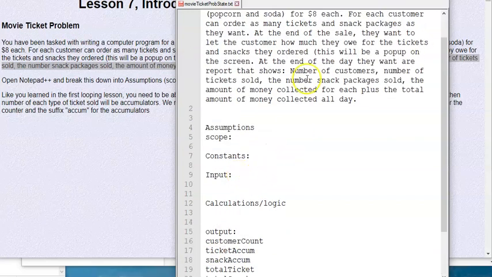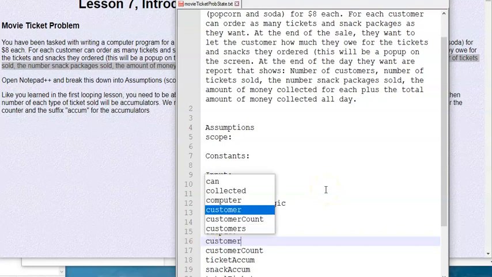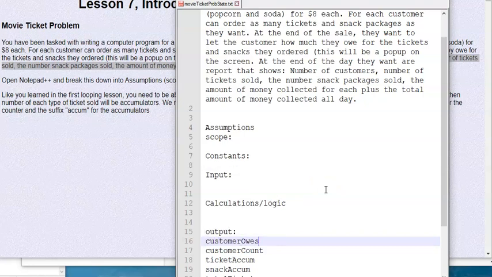Now there's another thing they wanted in here. At the end of the sale, they want to let the customer know how much money they owe for the tickets and snacks they ordered. So we're going to have to do that calculation too, and that's going to be right here. So customer owes is another piece of math we're going to have to do each time we go around the loop.